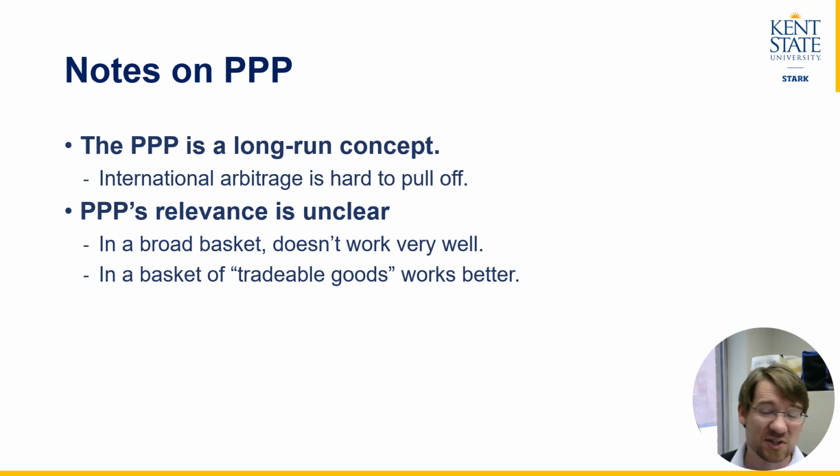However, if you narrow the basket down to just tradable goods, so goods that are not outrageously expensive to move, and also where it is possible to resell them, so things that can reasonably be traded, in that case, we do see that purchasing power parity works significantly better for those goods than for things like haircuts.